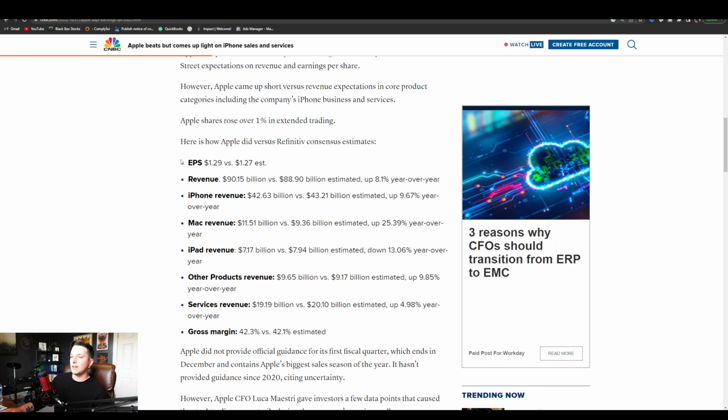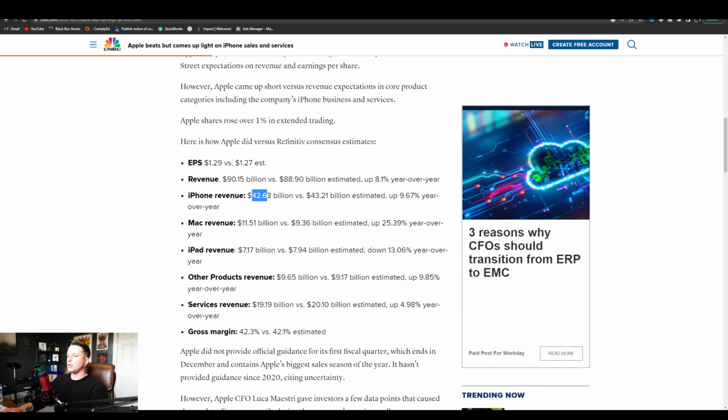Apple had earnings yesterday. EPS was $1.29 versus $1.27, so they did beat. Revenue was $90.15 billion versus $88.9 billion, which is up 8.1% year over year. So the fact that there is growth in revenue for the company is just very solid given the economic condition.